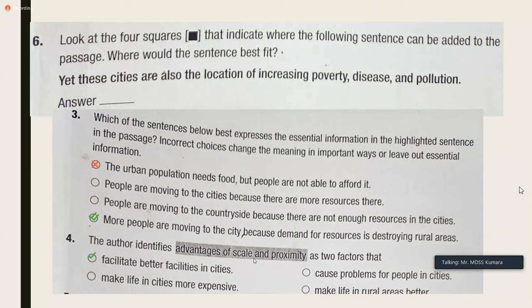So this is a kind of common phenomena, like in any country this happens. So that's the answer there. Question number 4, I'll give you the answer here. The answer is first one.